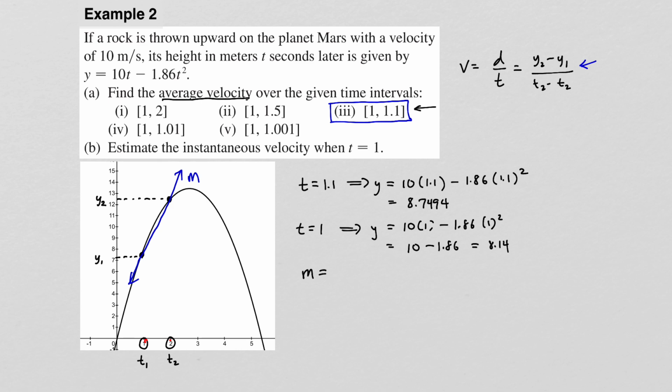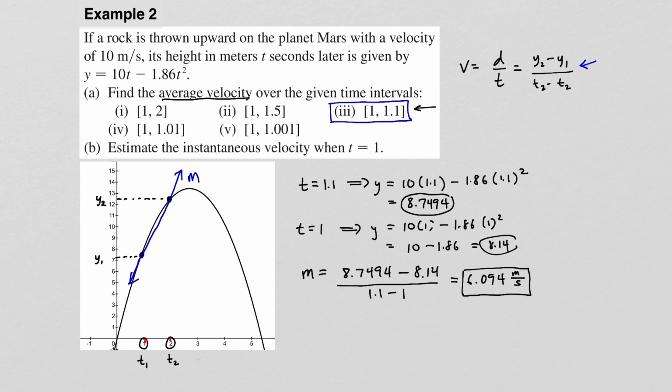So now to find the slope of the tangent line, which is the same as the average velocity on this time interval, we are going to take these y values, 8.7494 minus 8.14, right? So we subtract those y values, and then we divide that by subtraction of the t values. And if we do the math on this, we get 6.094, and this will be meters per second because this is an average velocity over that time period.